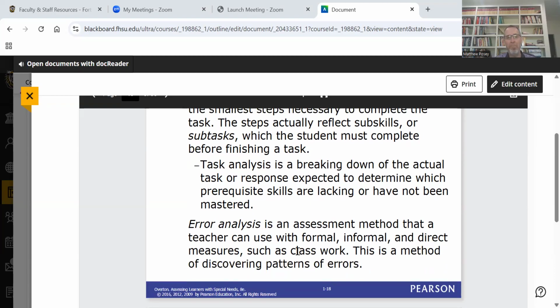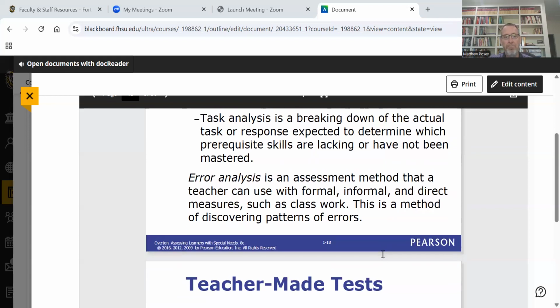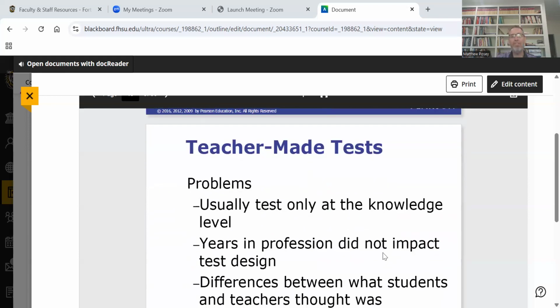Basically, it's an assessment method that the teacher can use with formal, informal, and direct measures such as classwork. And so it gives you the opportunity of discovering some different patterns of errors. I mentioned to you last week, informal assessments could even be teacher made. You can make those. So examples could be looking at maybe problems with that. Usually it only tests at the knowledge level, but it gives us a quick snapshot view of what they know.